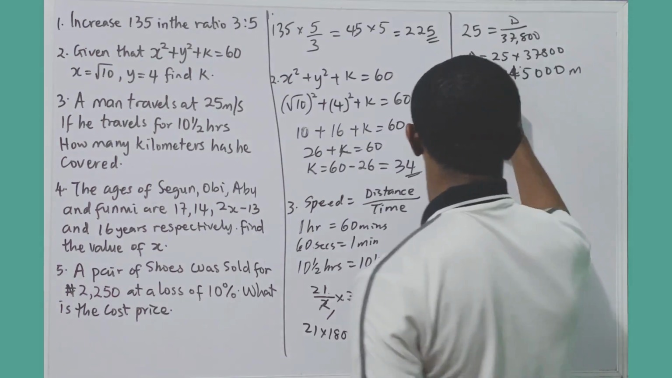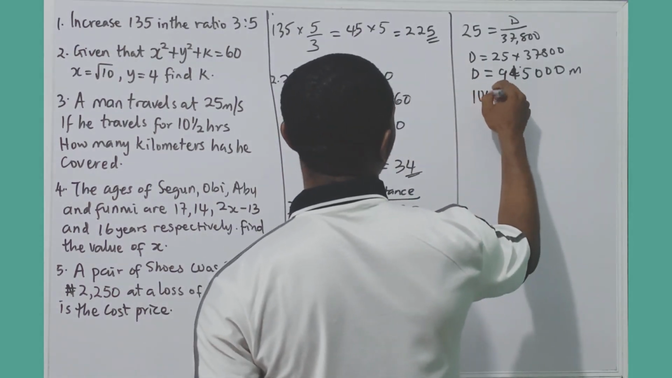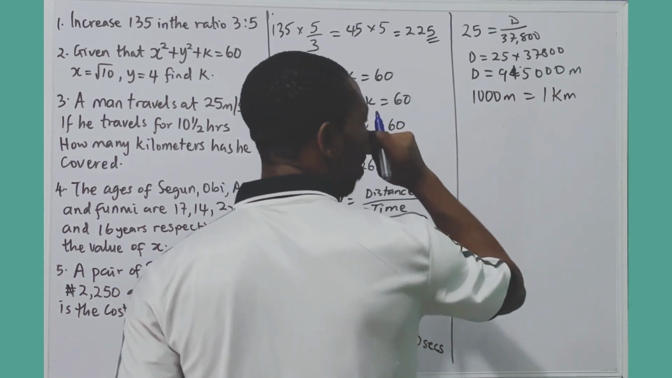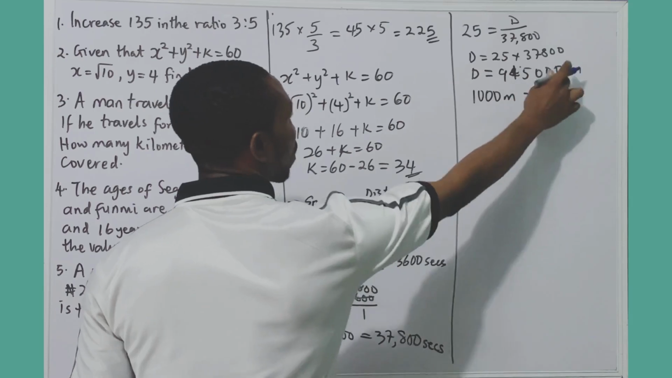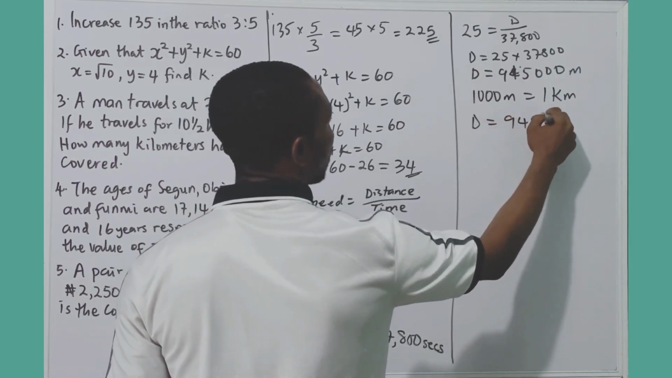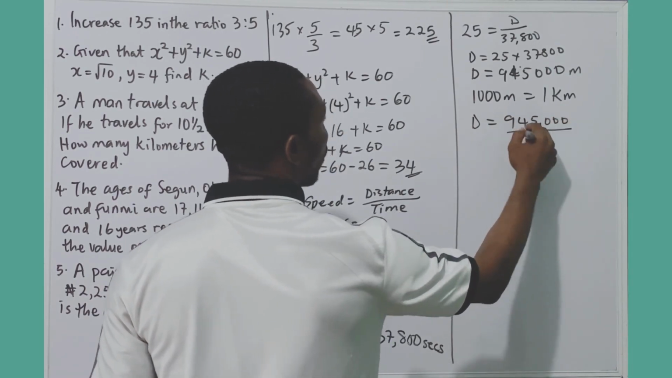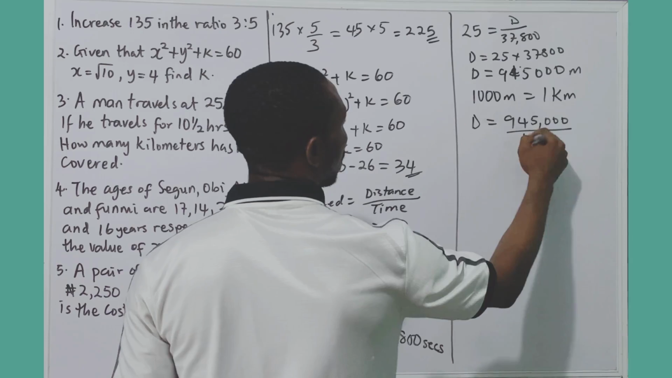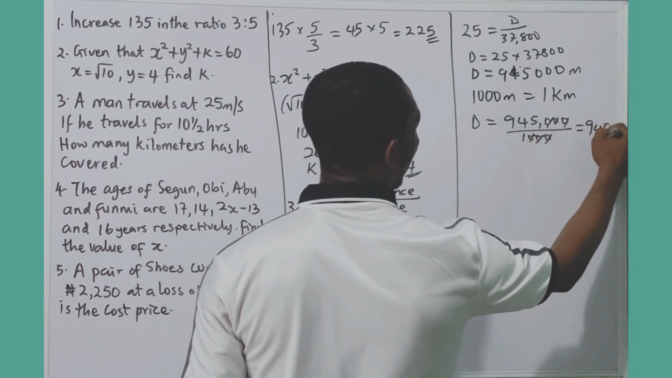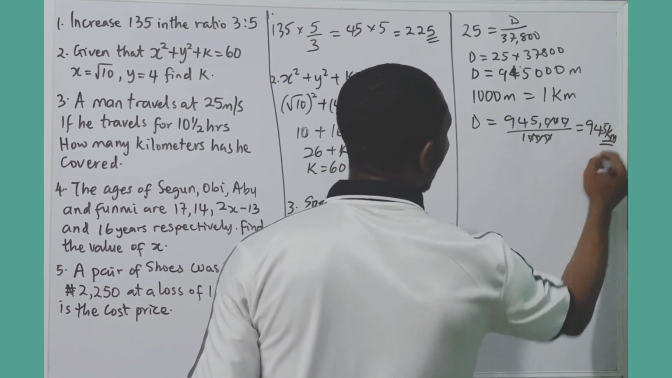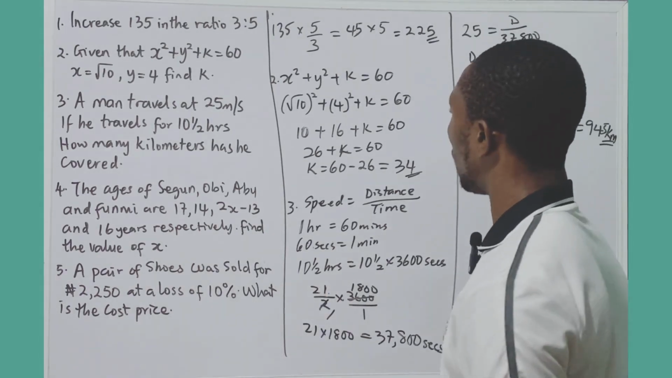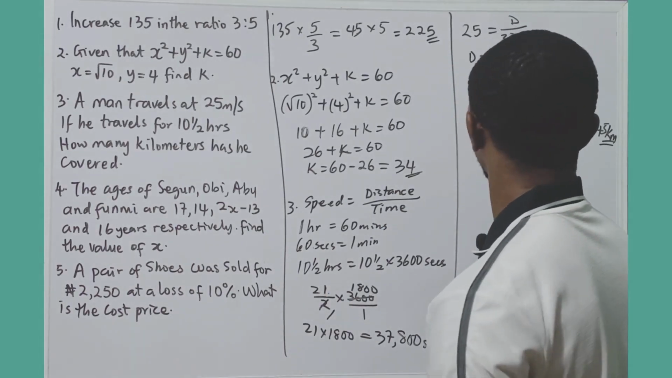Now, we're asked to find how many kilometers he has covered. And we know that 1,000 meters equals 1 kilometer. Okay? So the distance he has covered is 945,000 all over 1,000. So he has covered 945 kilometers. So in his journey, he has covered 945 kilometers.